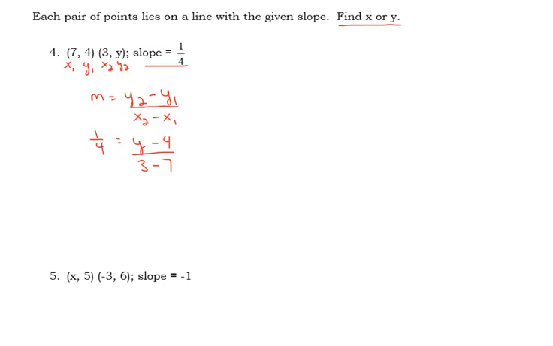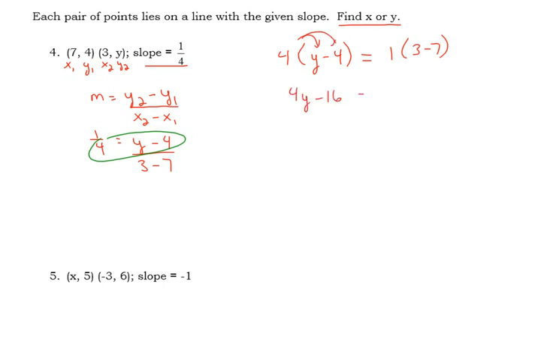Now, when I have one fraction equal to one fraction, in order to solve that, I'm going to cross multiply. So I have 4 times y minus 4 equals 1 times 3 minus 7. This 4 is going to get distributed, so I'll get 4y minus 16 equals 1 times negative 4. And we'll simplify the right-hand side. 4y minus 16 equals negative 4.